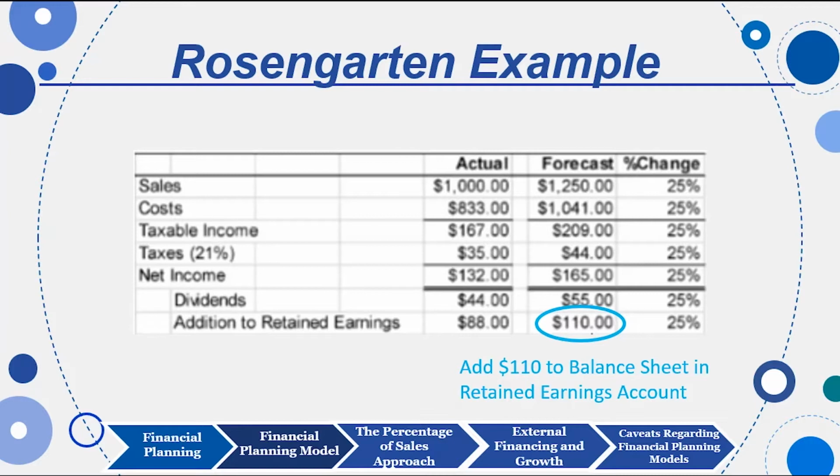So you can see we set up two columns here to do the first year. We look at last year's actuals, and then we project out 1 year in the forecast. So what's going to happen next year? Sales will be up 25%, cost will be up 25%, all the way down to net income, all the way down to dividends, additions to retained earnings.